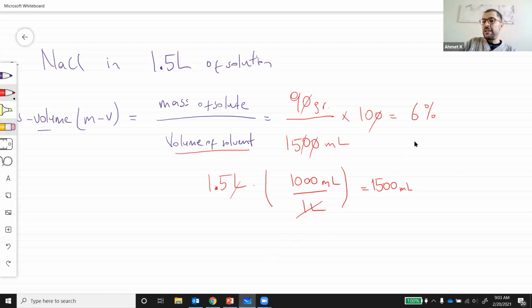If I go back here, if I say 6% versus 20%, you can say the 20% is more concentrated. Makes sense because you have more solute in that solution. Makes sense, right? If it's 100%, it's super saturated. So there's another way again.